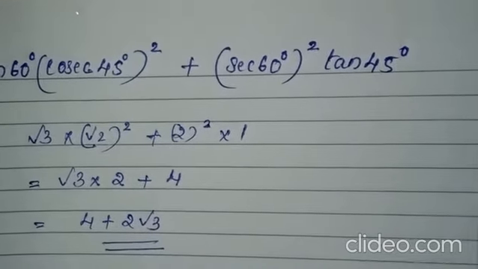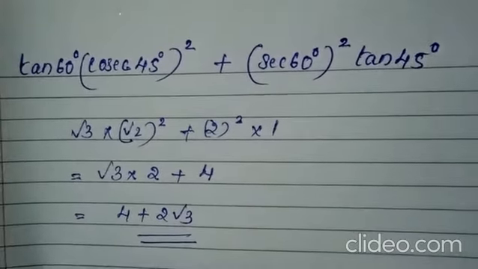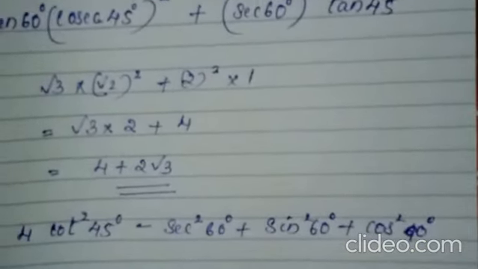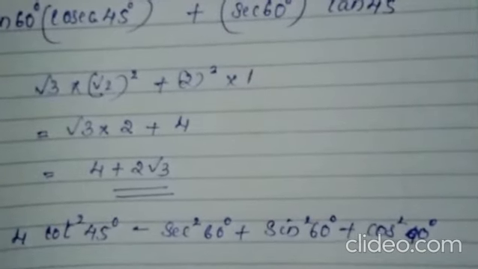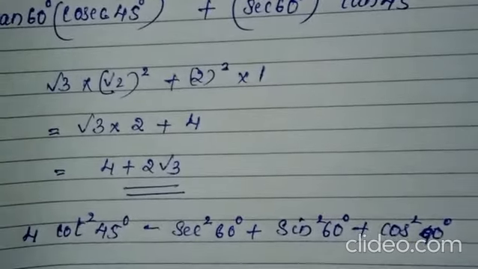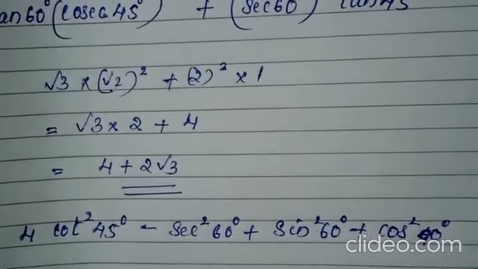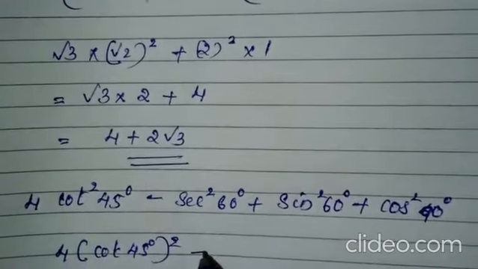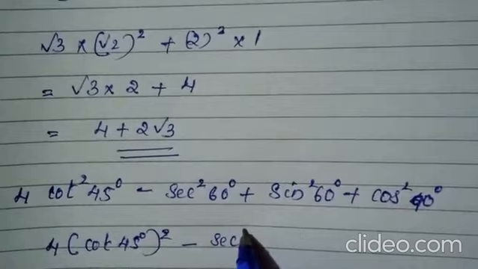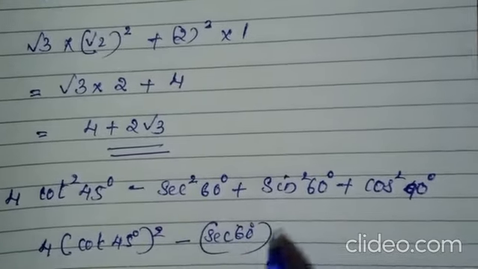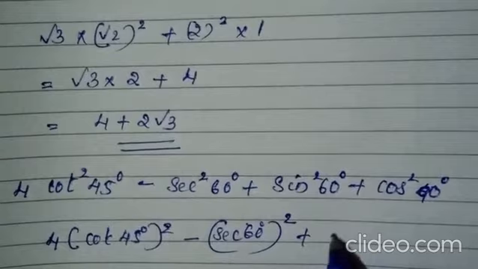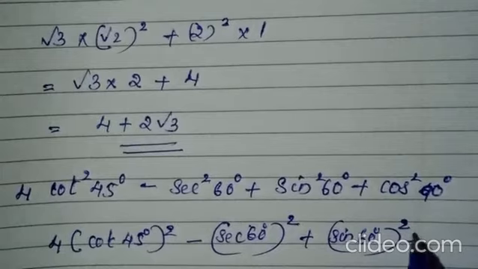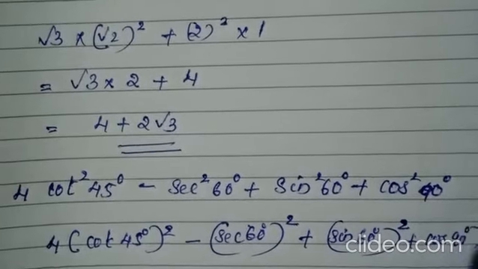Understood? The next question is 4 cot square 45 degree minus sec square 60 degree plus sin square 60 degree plus cos square 90 degree. In this case, we should do like this. 4 into cot 45 degree the whole square minus sec 60 degree the whole square. Understood? Plus sin 60 degree the whole square plus cos 90 degree the whole square.